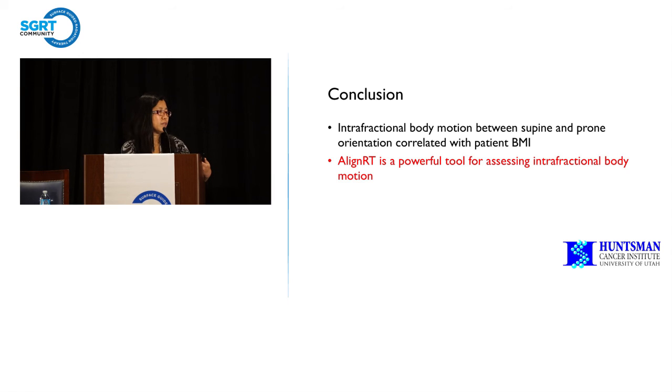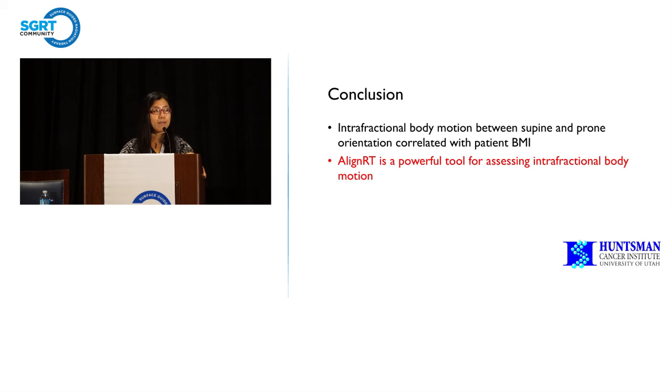And again, as a conclusion, the intrafractional body motion for large BMI patients is higher in prone. So we recommend treating large BMI patients in the supine position. For the prone position, the average intrafractional body motion can be 1.6 centimeters. For normal range BMI patients, it is highly patient dependent. And the good part is that with AlignRT, we can pre-decide which position is better.